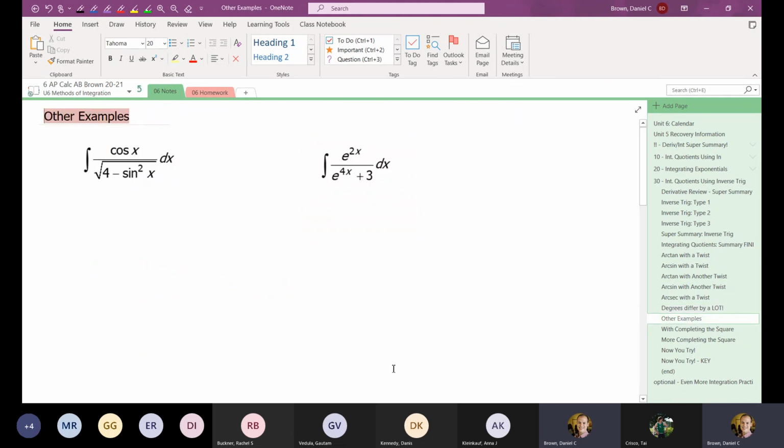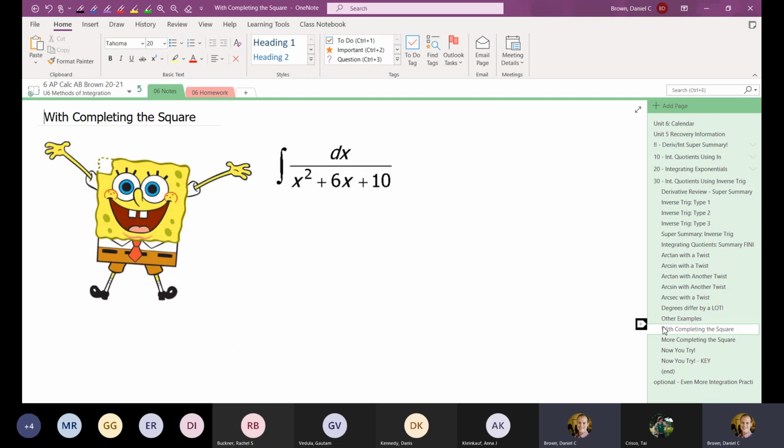Some weird examples. Everyone loves a weird example. And then everyone's absolute favorite, how we can use completing the square to do inverse trig. Promise you completing the square is not as difficult as your Algebra 2 teacher made it out to be. Also, you've grown mathematically, so it really is not going to be stressful. Like, you just add numbers and it works out nicely. But that's what we're going to look at on Monday.